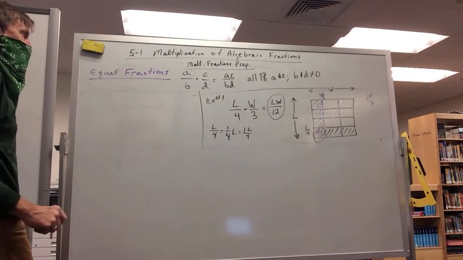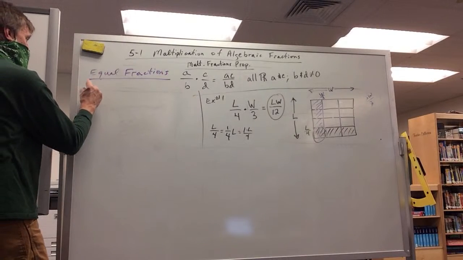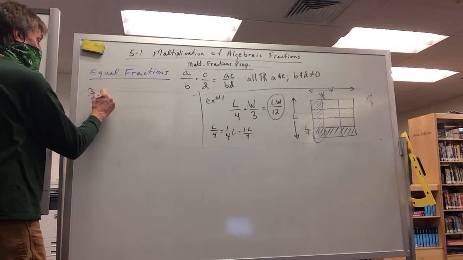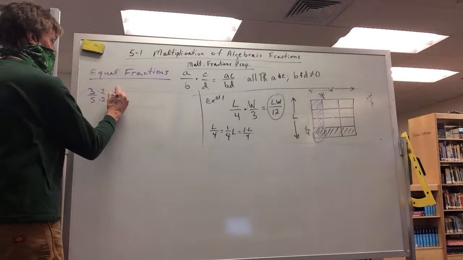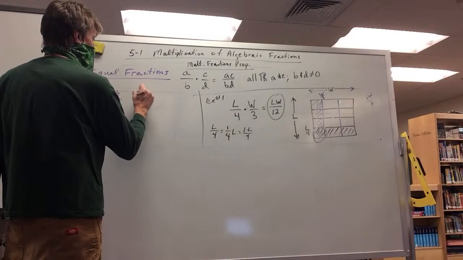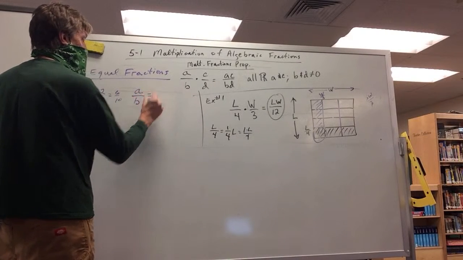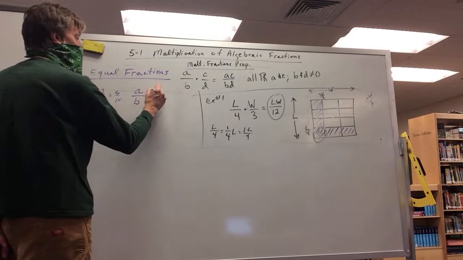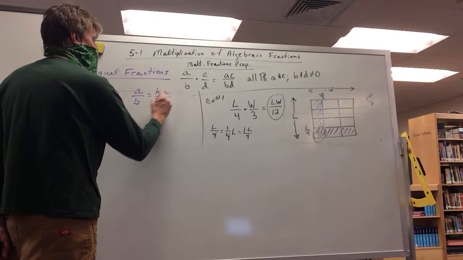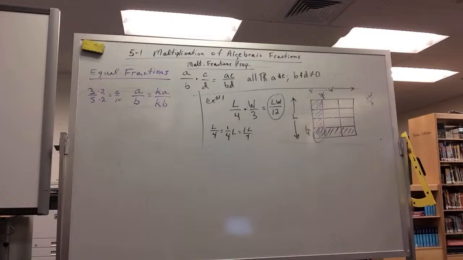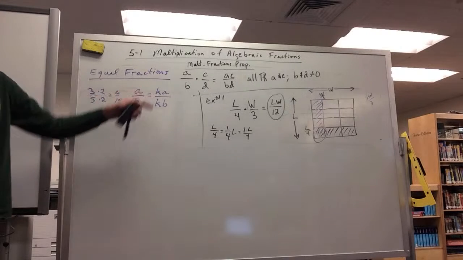So equal fractions property. What's another fraction equal to 3/5? 6/10. Multiply the top and the bottom by the same number, right? We've done that a lot. So here's what the equal fractions property says. A over B, any fraction, is equal to another fraction if we use the same number to multiply the top and the bottom. So that's where K comes in.